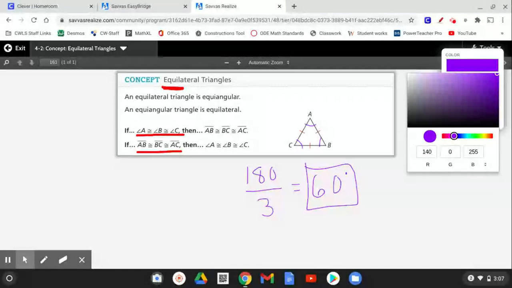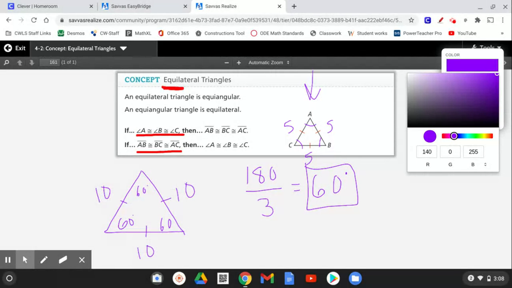Even though the sides could change, maybe in this triangle ABC the sides are 5. Now I could also draw a triangle here, and it's going to be equilateral, and all the angles in there are 60 degrees. But maybe this time that side is 10. Well, then I know these other two sides are 10 as well. So, guys, the side lengths can change as the triangle gets bigger, but the angle measures are never going to change in an equilateral triangle.